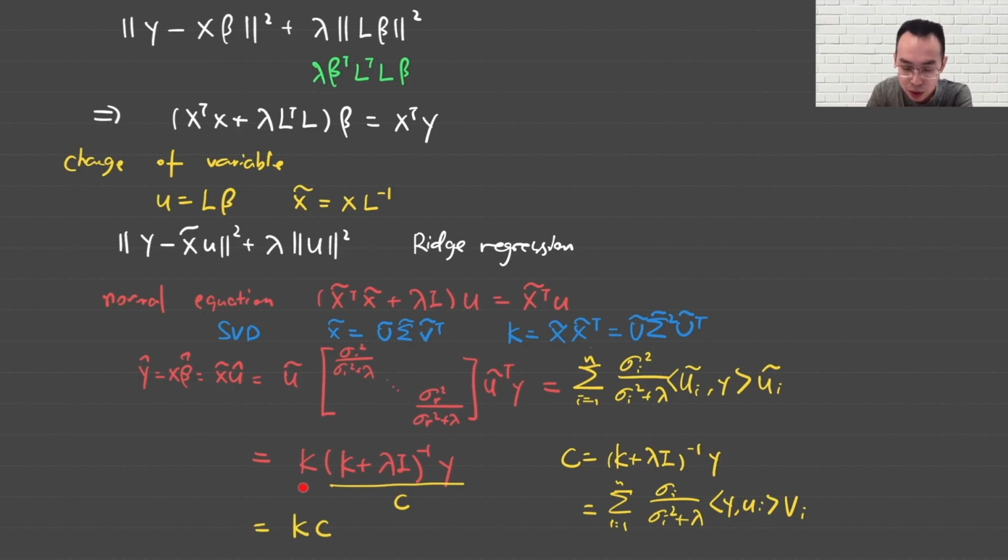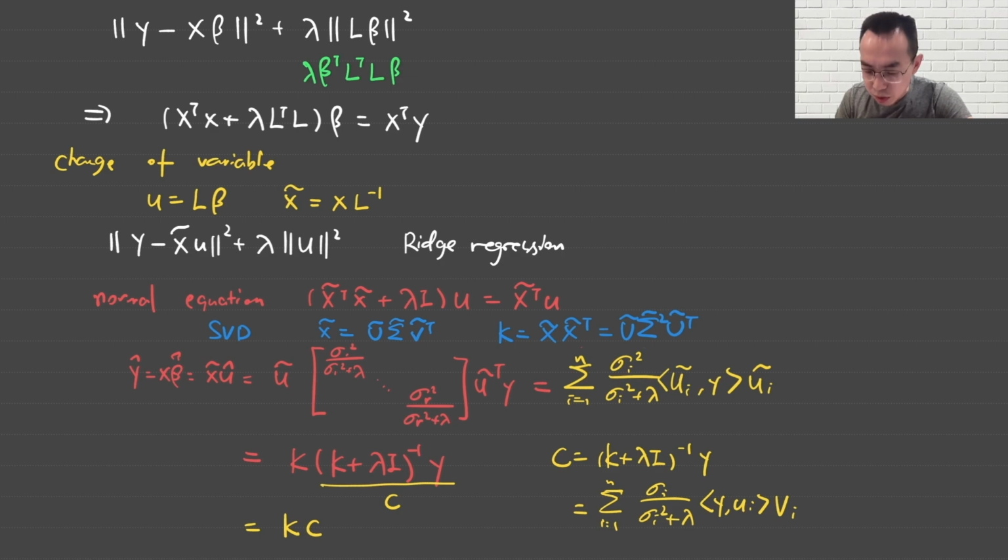We call this whole part here the vector C. That means y hat can be predicted as K times C. For the vector C, we can also expand it out into a scalar form: a scalar times the basis vector. I think here the basis vector should be u_i instead of v_i. Let me write that out clearly. So this should be u_i, that's the basis vector, and then we have a scalar. Now I think we're ready.